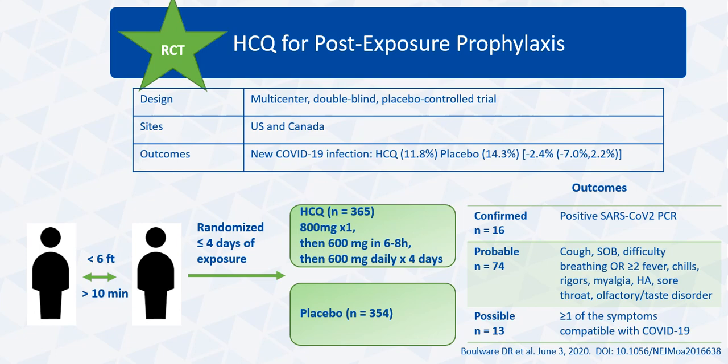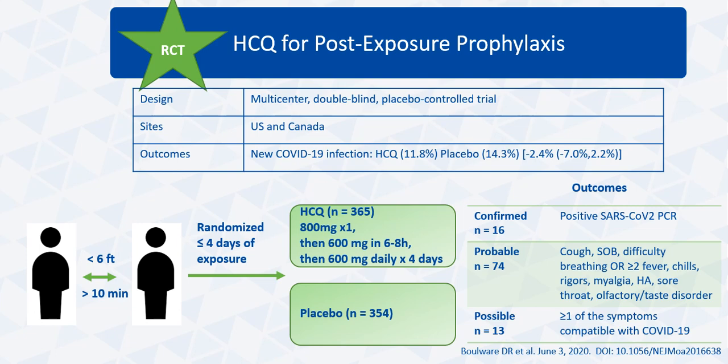So what they did is they randomized patients who had a known exposure to a COVID-positive patient, and they defined that as an exposure that was within 6 feet for more than 10 minutes. High-risk exposures were people who were exposed to known COVID-positive patients without a face mask or eye protection. Moderate risk exposure were patients who were exposed with a face mask but no eye protection.